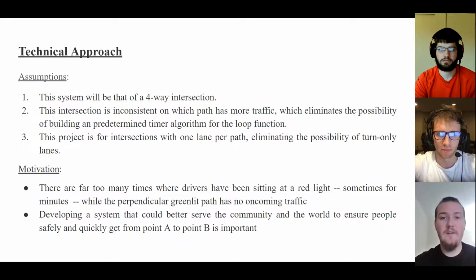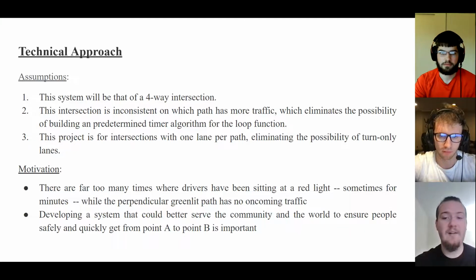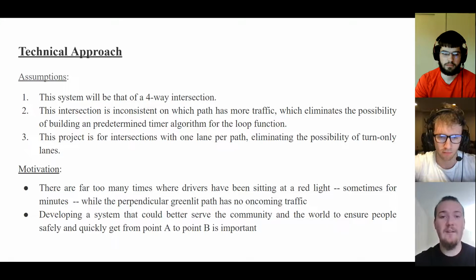And then the motivation for us to build this project is that there have been too many times that too many drivers have been frustrated sitting at red lights, sometimes for even minutes per traffic light, while the perpendicular green lit path has no oncoming traffic. So developing a system that could better serve the community and the world to ensure people can safely and quickly get from point A to point B is an important point to us.